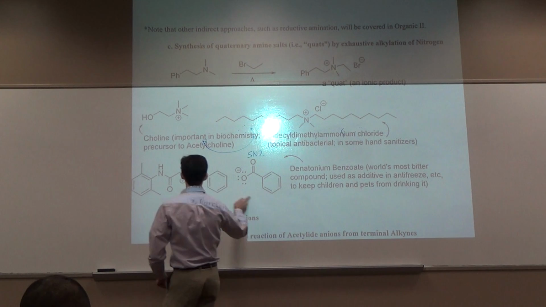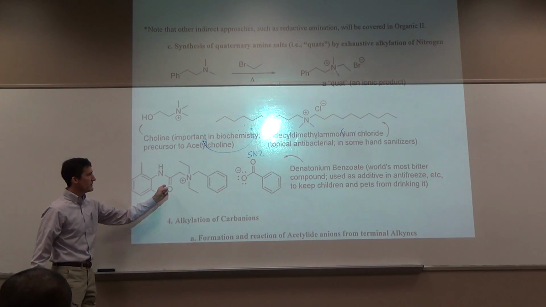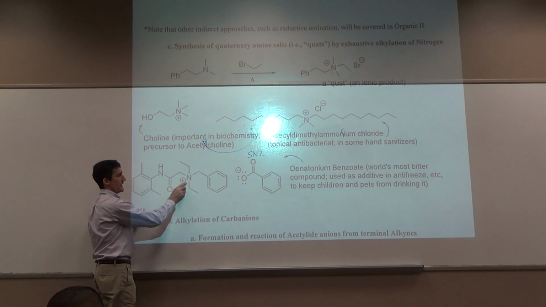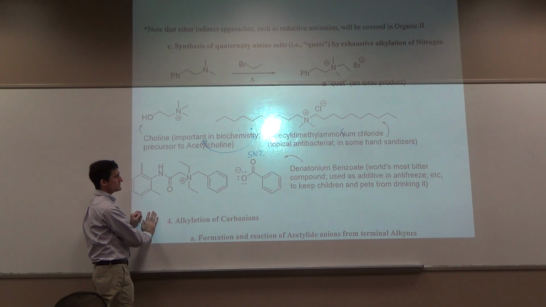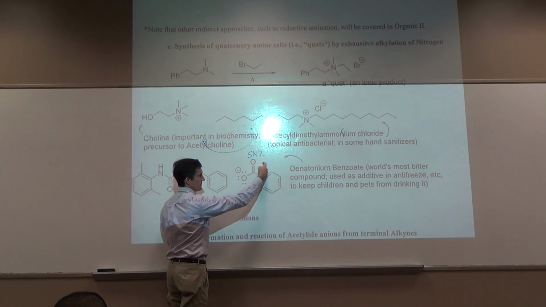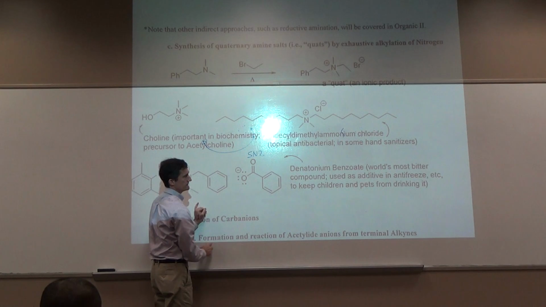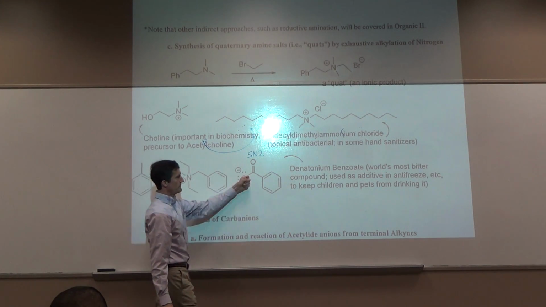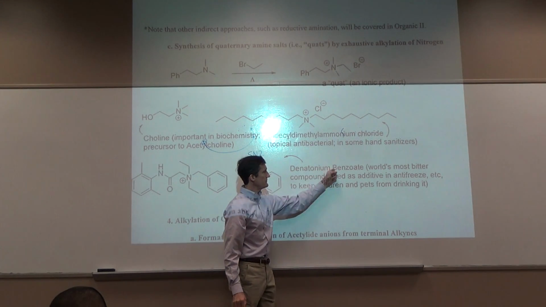The world's most bitter compound is a quaternary ammonium salt. This quaternary nitrogen, positive charge. The anion is not a simple halide, but it's actually a benzoate. So plus and minus. It's called denatonium benzoate.